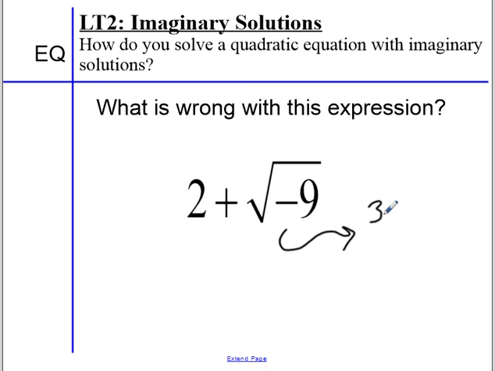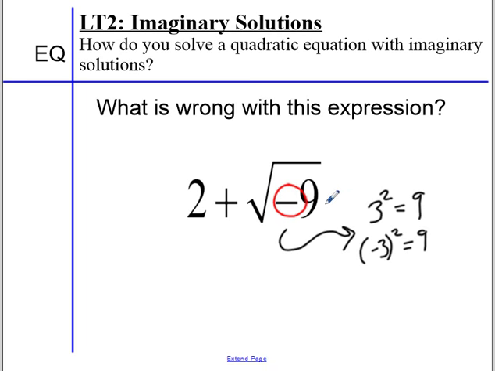If we think about 3 squared, you get a positive 9, because 3 times 3 is 9. If you take negative 3 and you square it, you still get positive 9, because a negative and a negative is a positive. So there's really no possible way for you to even get this negative. Since there's no number that can make the negative 9 that you'd have to square root, there's no answer here.